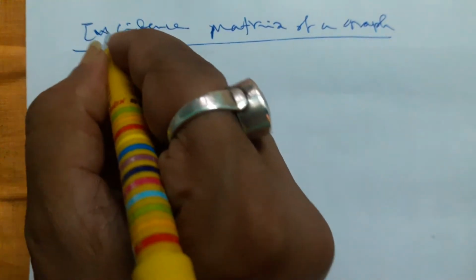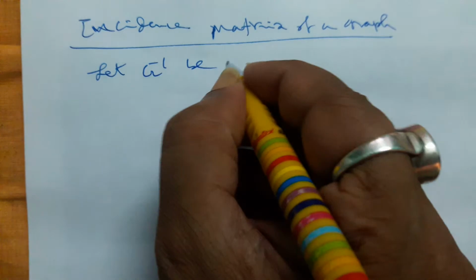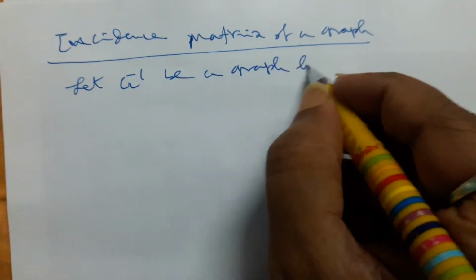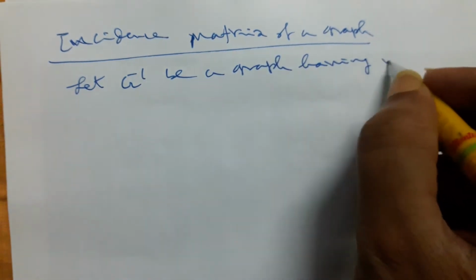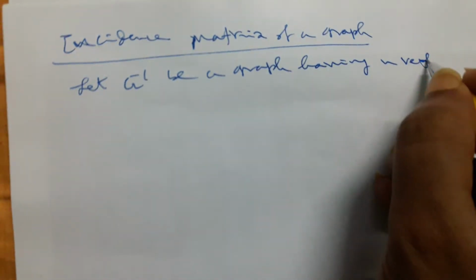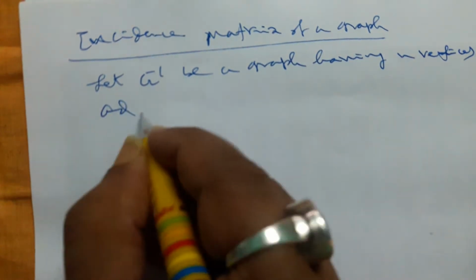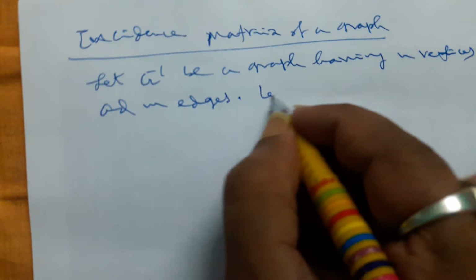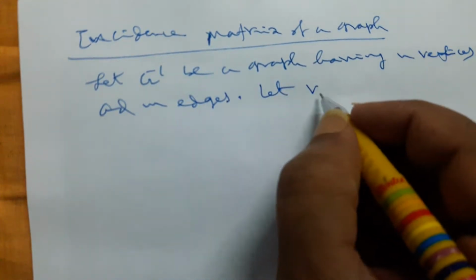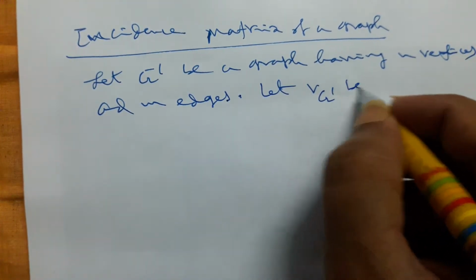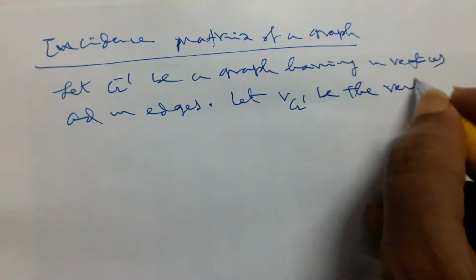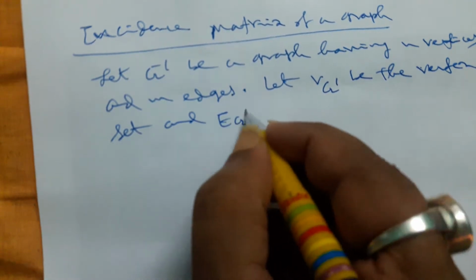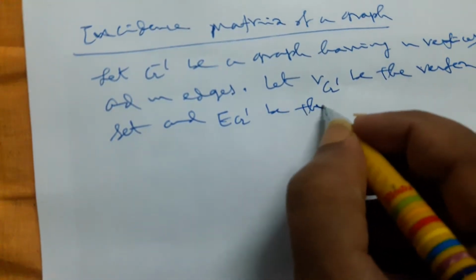Let G' be a graph having n vertices and m edges. Let V(G') be the vertex set and E(G') be the edge set.